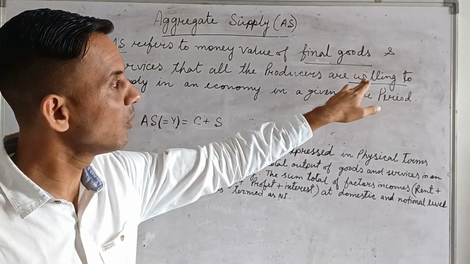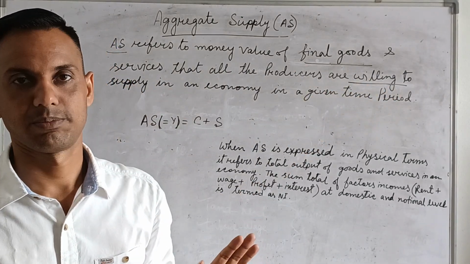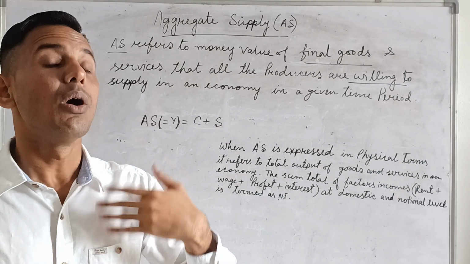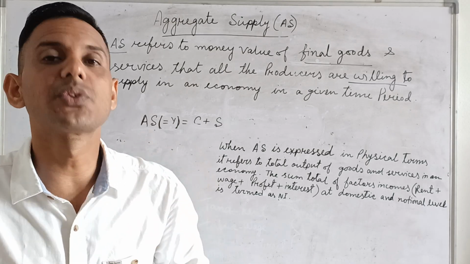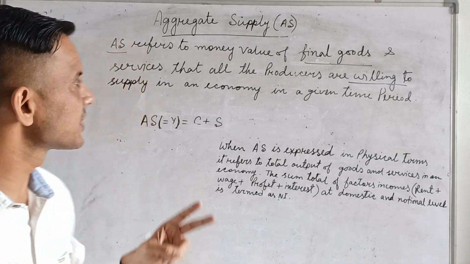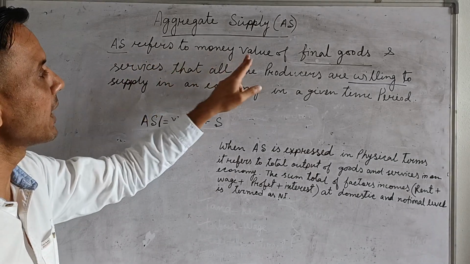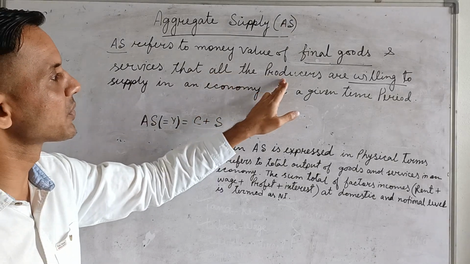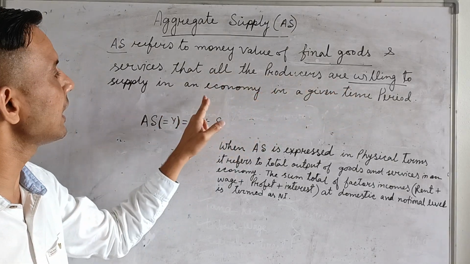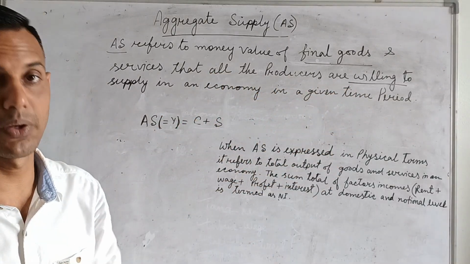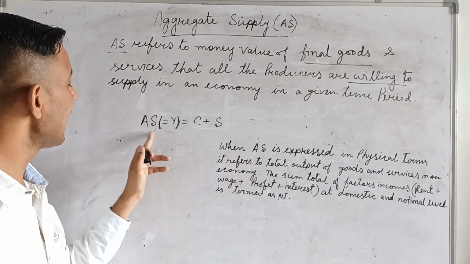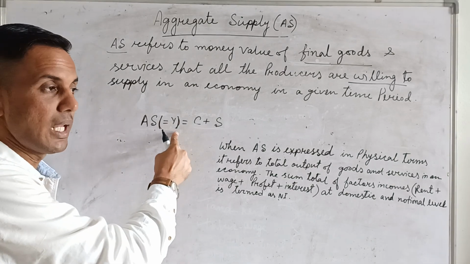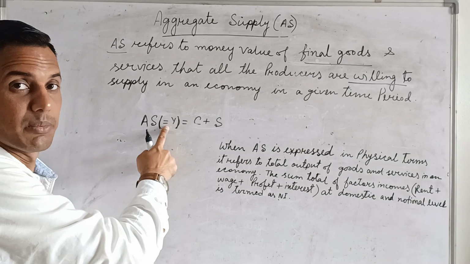Second thing you see, willing to sell. It's not the actual sale, willing to sell. So these two things are very important. AS refers to the money value of final goods and services that all the producers are willing to supply in an economy in a given time period. Here, AS, in bracket I have written Y. Later I will tell you why I have written Y.